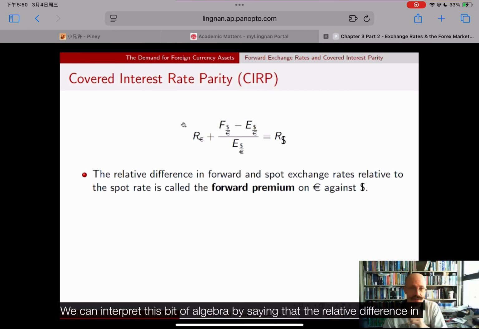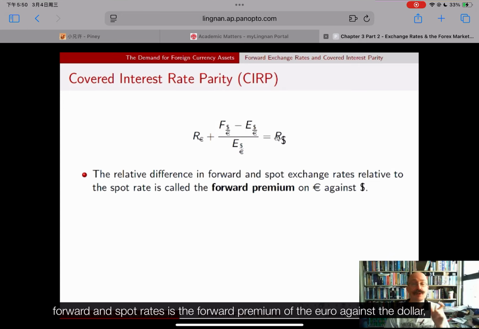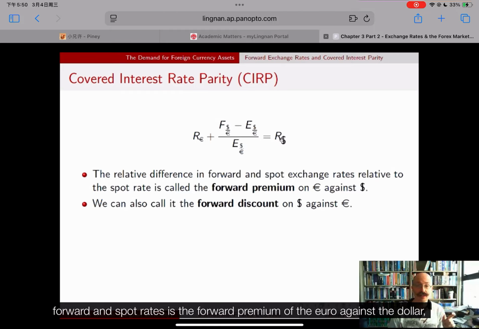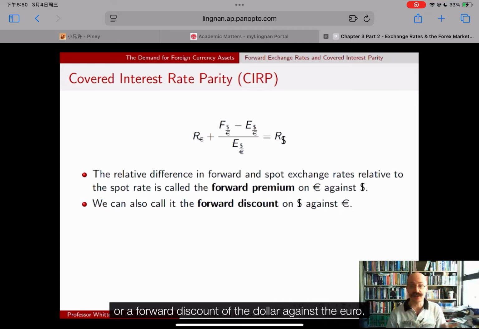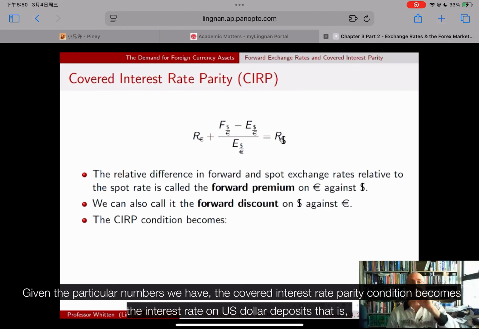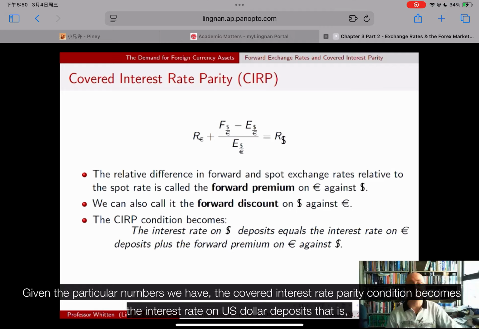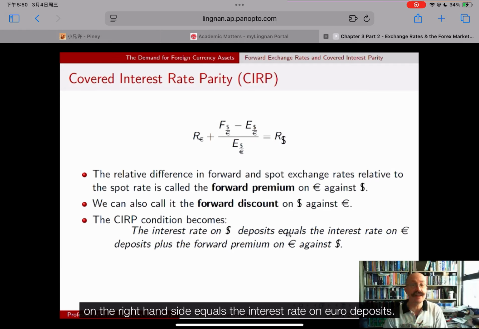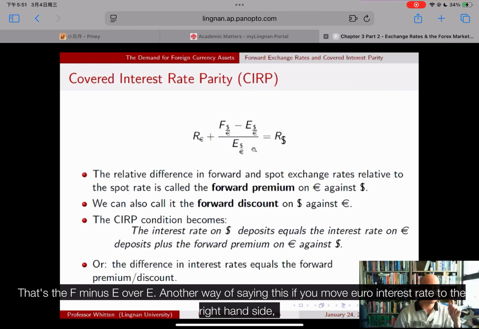We can interpret this bit of algebra by saying that the relative difference in forward and spot rates is the forward premium of the euro against the dollar, or a forward discount of the dollar against the euro, given the particular numbers we have. The covered interest rate parity condition becomes the interest rate on US dollar deposits, that's on the right-hand side, equals the interest rate on euro deposits, that's here, plus the forward premium on the euro against the dollar. That's the F minus E over E.